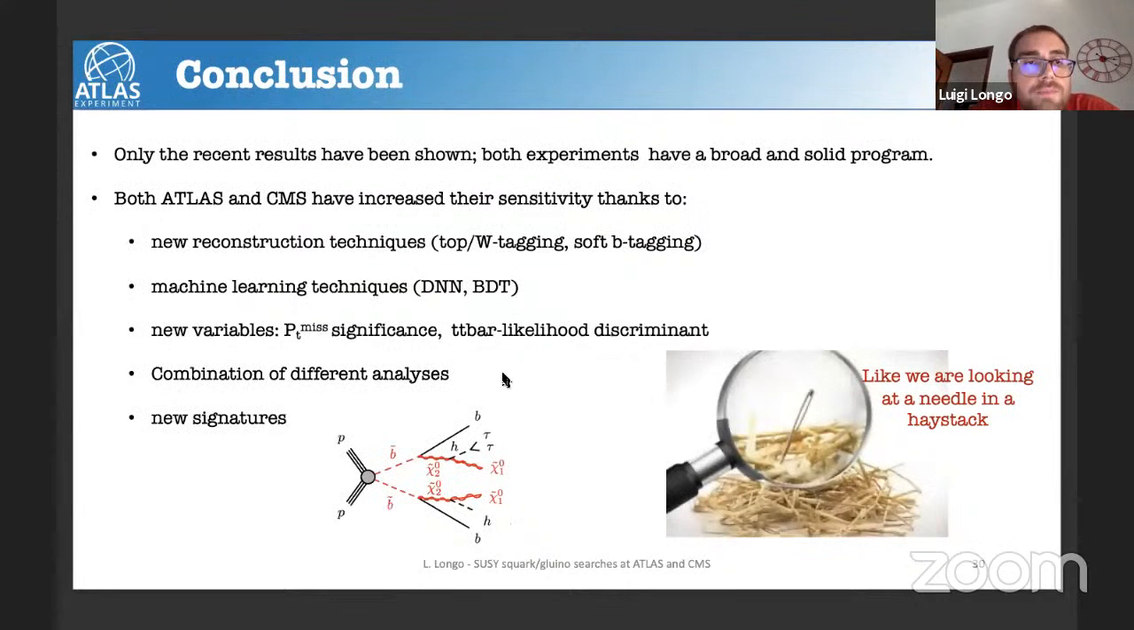So going to the conclusion, I have shown you only the recent results for both experiments. There was a broad and solid program. It's like we are looking for a needle in a haystack, and so for this reason both ATLAS and CMS have increased their sensitivity thanks to new reconstruction techniques, the use of machine learning techniques, the implementation of new variables like the pT-miss significance, this tt-bar like discriminant, and the combination of different analyses or looking at new signatures. Thanks a lot for your attention.